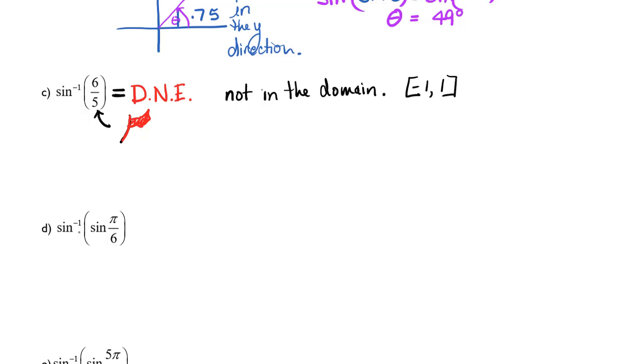Next, we have sine inverse, or arcsine, of sine of pi/6. Well, remember that arcsine of sine gives us an angle. So this is just pi/6. Clearly this is in radians, so we'll go ahead and say this is pi/6 radians.